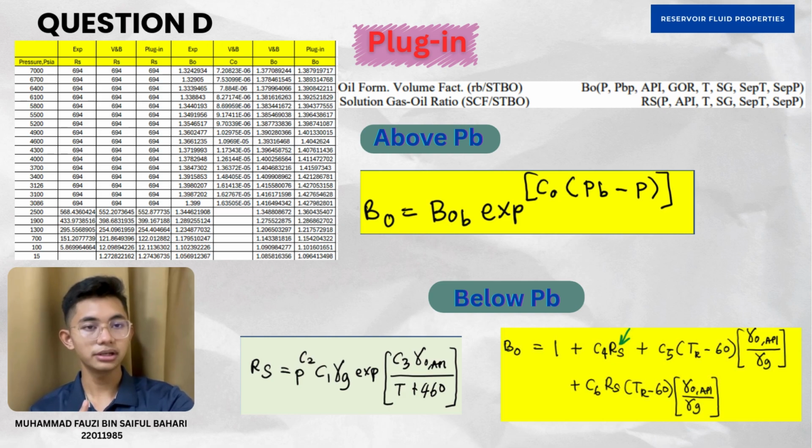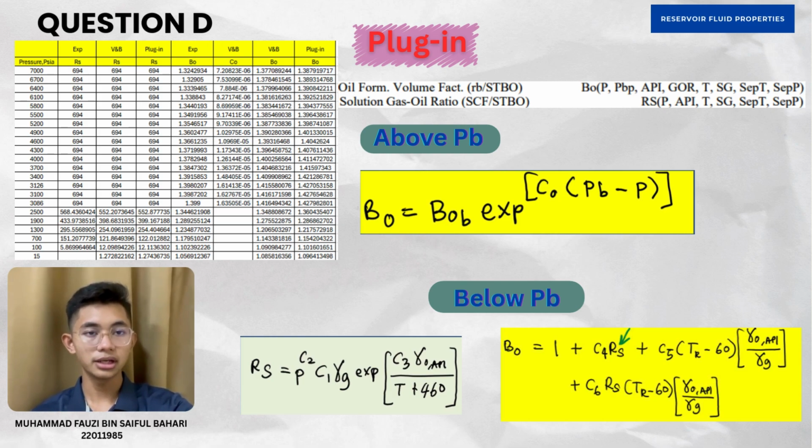For above bubble point, for the BO, just put the equation in the Excel and select the suitable data into the equation, and you can get the data for the BO above bubble point. And for the RS, it's constant, so no need to use a formula.